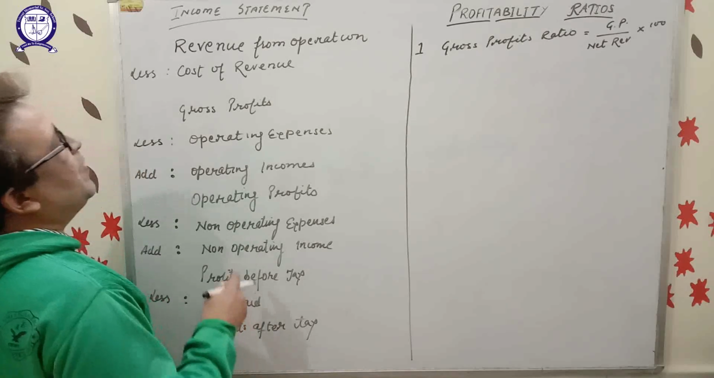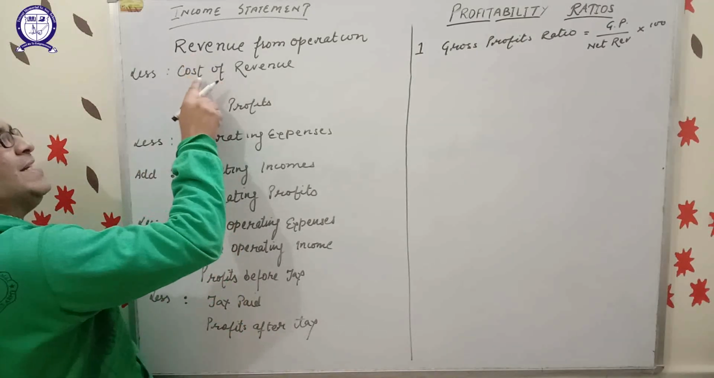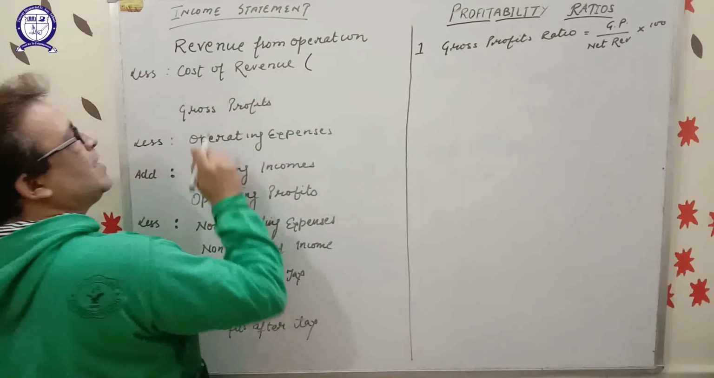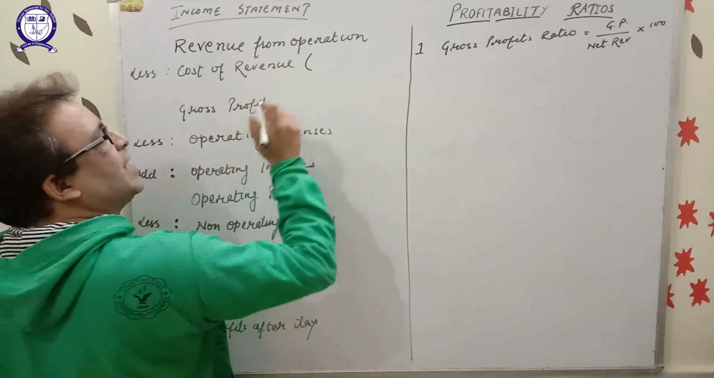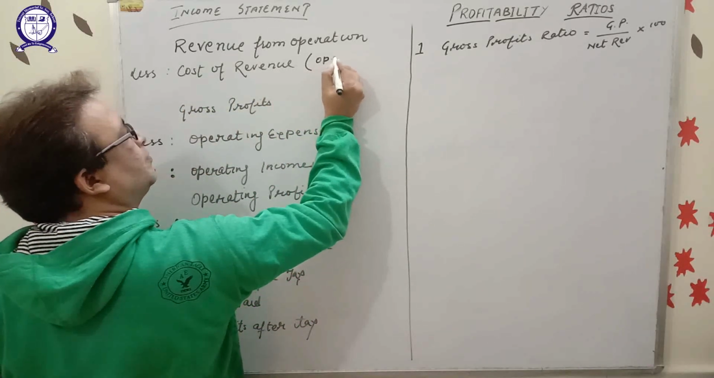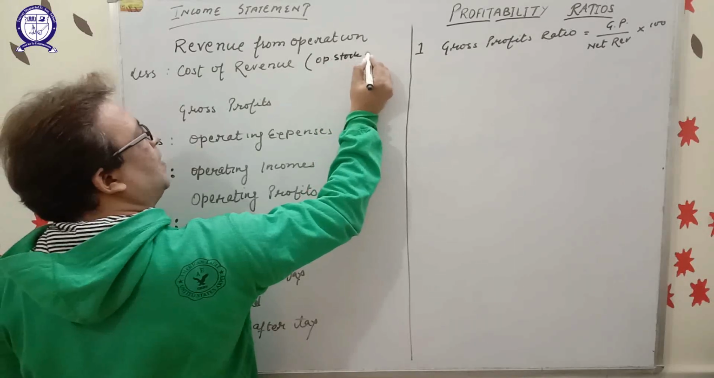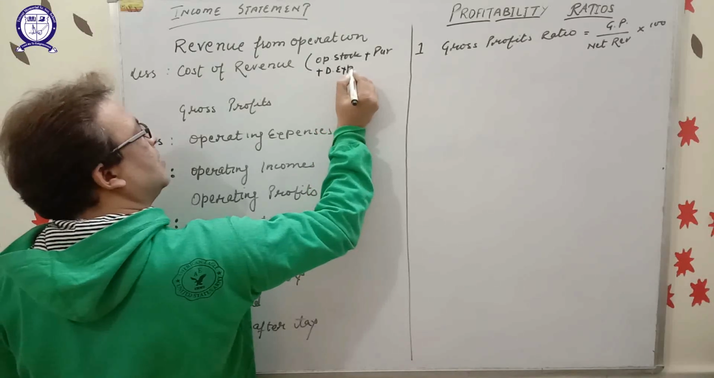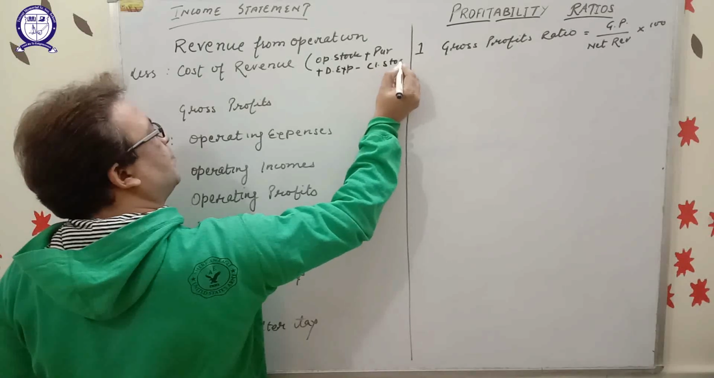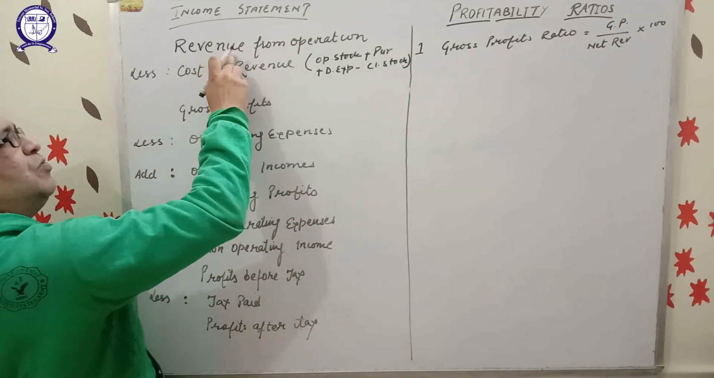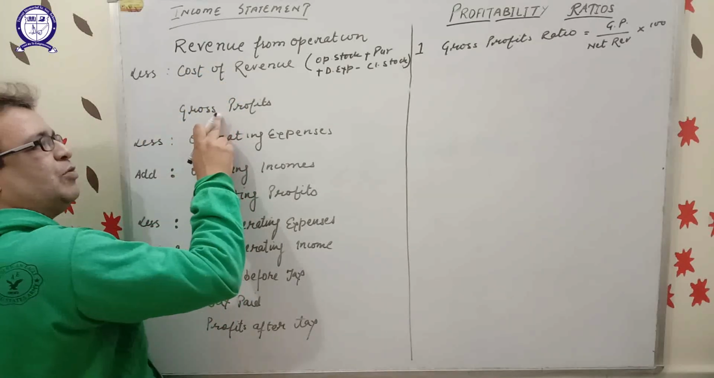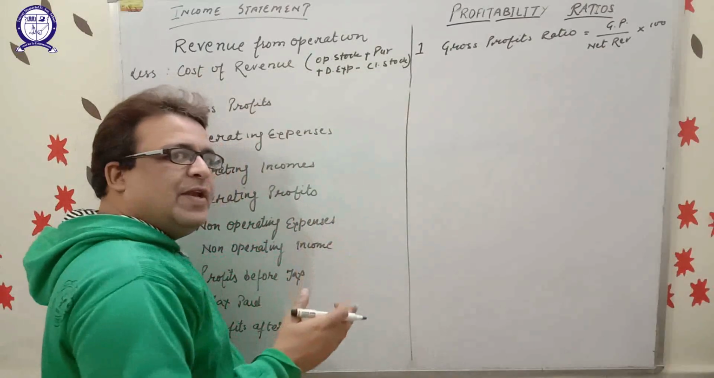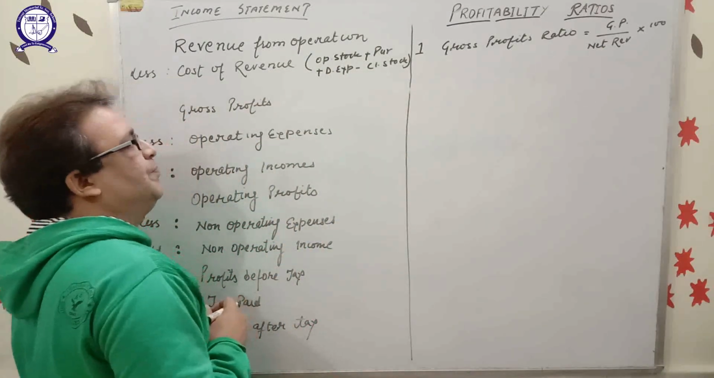Now how to calculate gross profit? The formula of gross profit is revenue minus cost. What is the formula of cost? How is cost calculated? Opening stock plus purchases plus direct expenses minus closing stock. So revenue minus cost is equal to gross profit. And net revenue means total revenue minus revenue return.